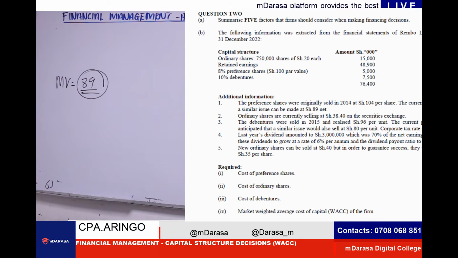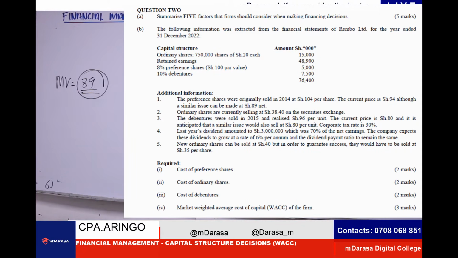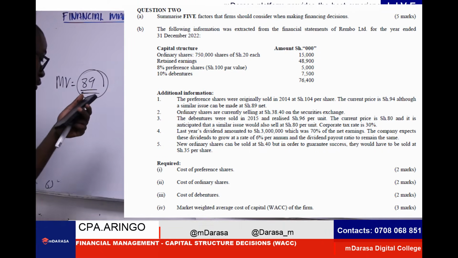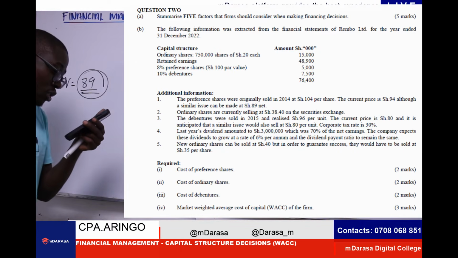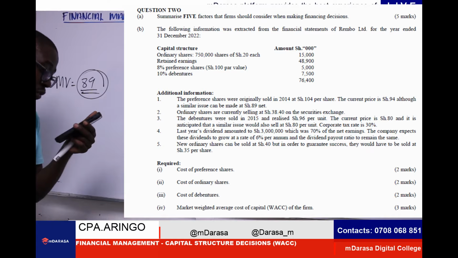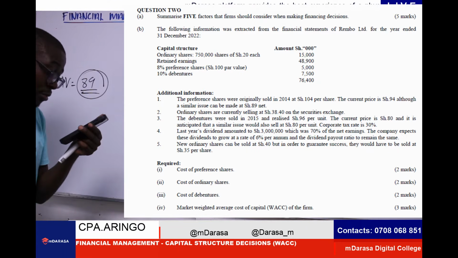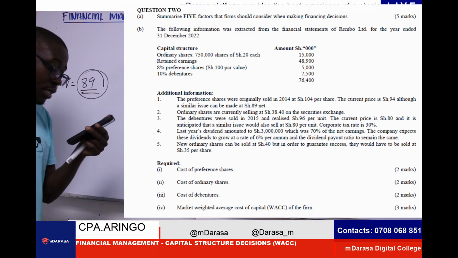Then note 2. The examiner told us that ordinary shares are currently selling at 38.4 on the securities exchange. So that is what they are currently selling at. The debentures were sold in 2015 and realized 96 per unit. The current price is 80, and it is anticipated that a similar issue will also sell at 80 per unit.